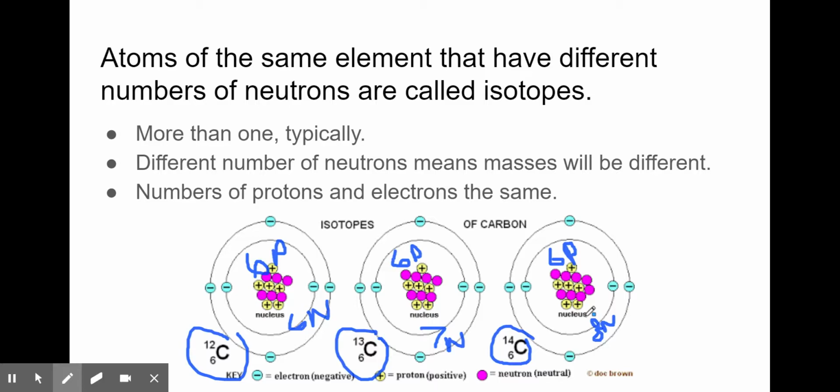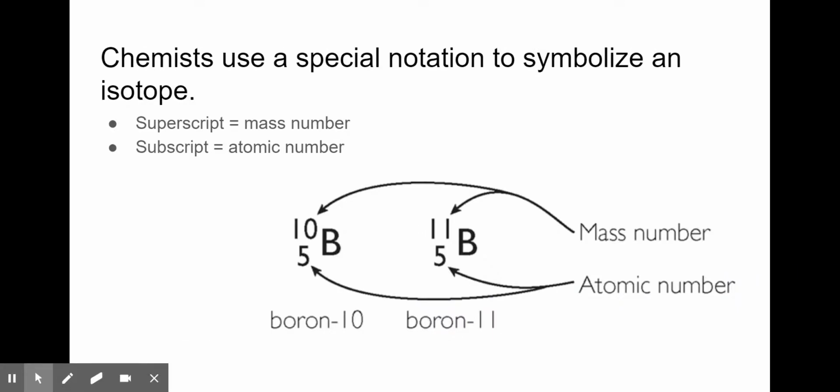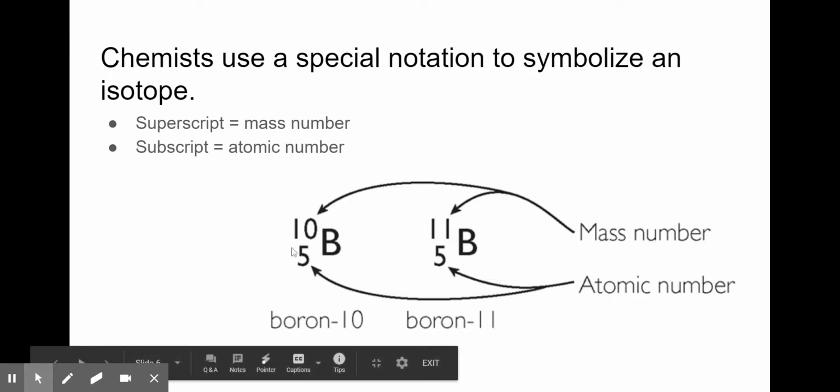The number on the bottom, we should notice, is the same. That number on the bottom here is a 6. Since it is a 6, we know that carbon atoms all have 6 protons, so that number at the bottom tells me my atomic number. Or we can also say it's our number of protons. Okay, chemists use a special notation to symbolize an isotope. So we have something called a superscript, which is the top number. We like to say this is our mass number. The subscript is our atomic number that's on the bottom.